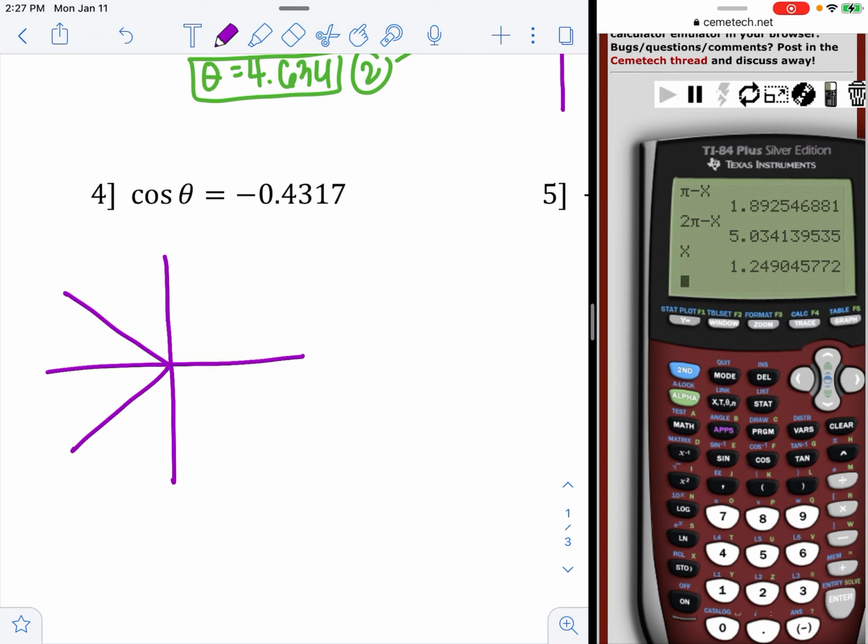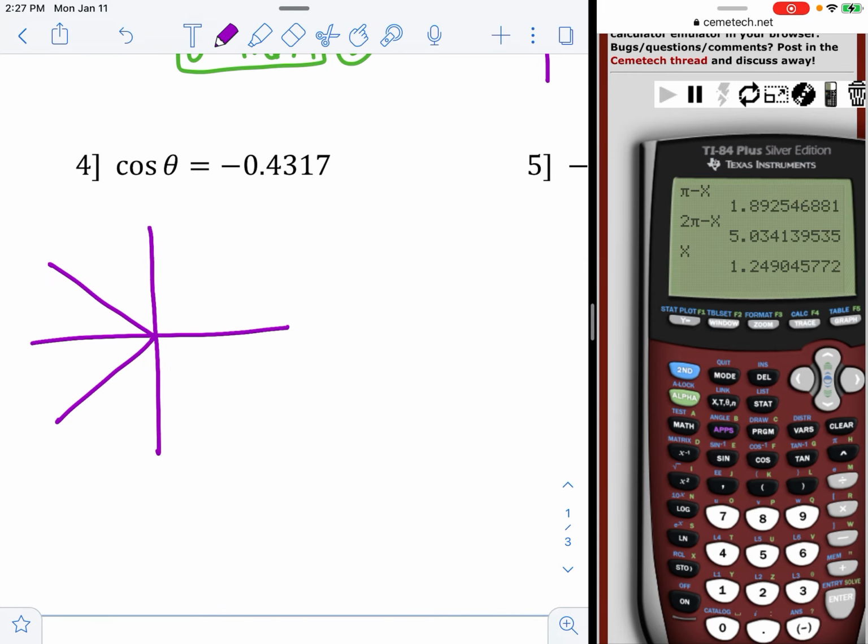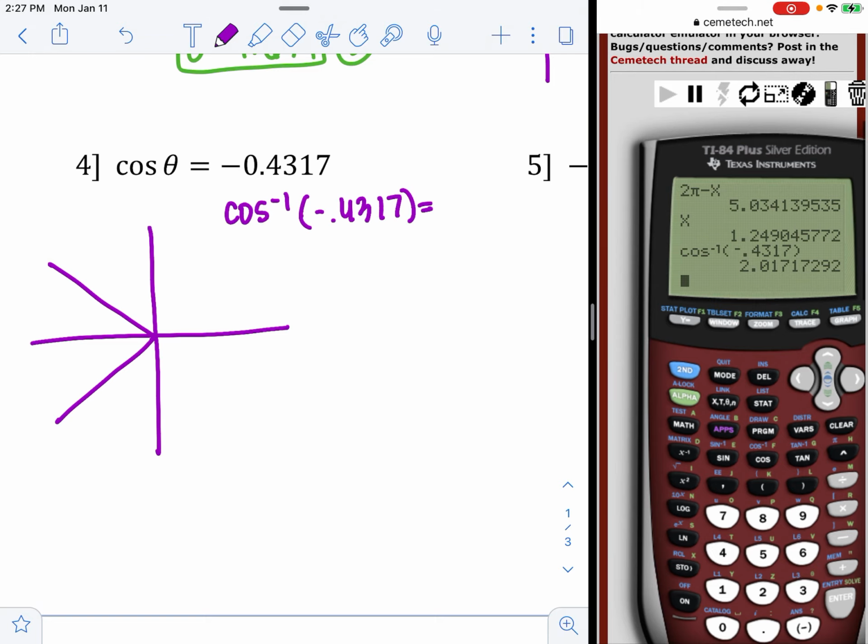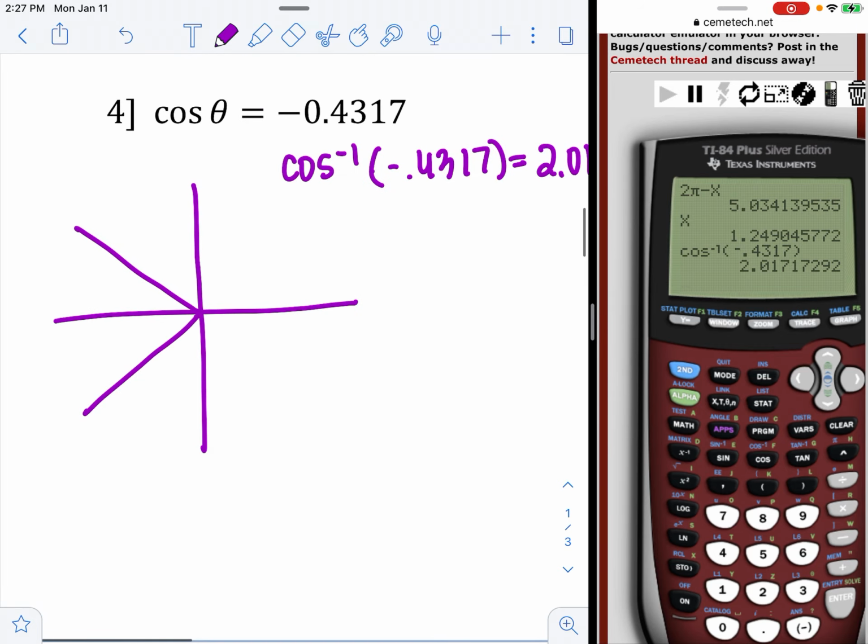Okay. So I'm ready to find that angle. I'm going to use inverse. So I'm going to do cosine inverse of negative 0.4317, and I'm going to see what that is. Cosine inverse of negative 0.4317. And I have positive 2.017. Okay, so let's first talk about what angle that is.